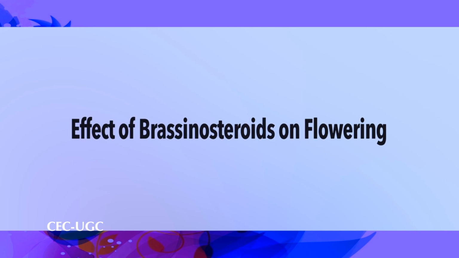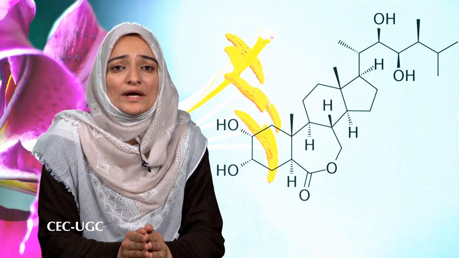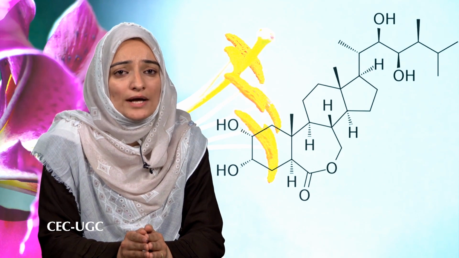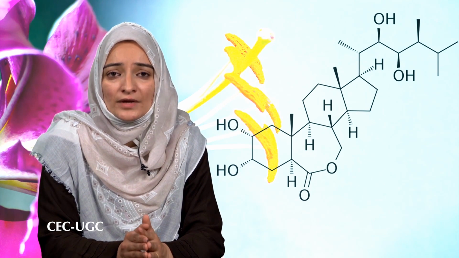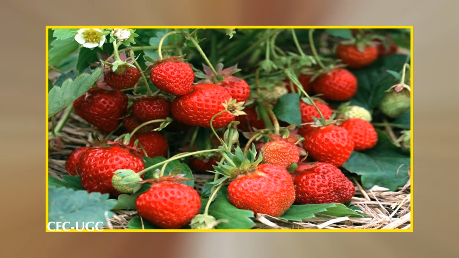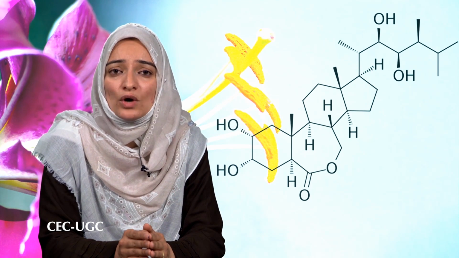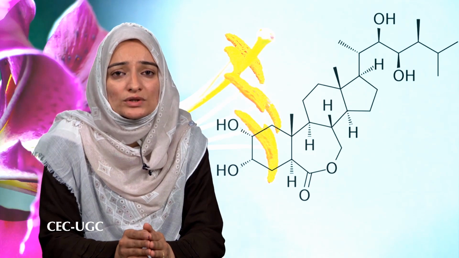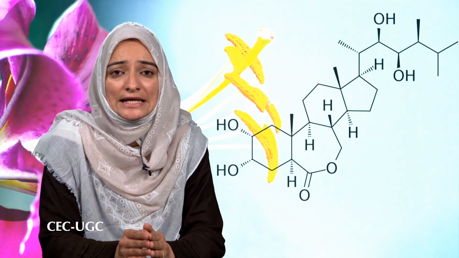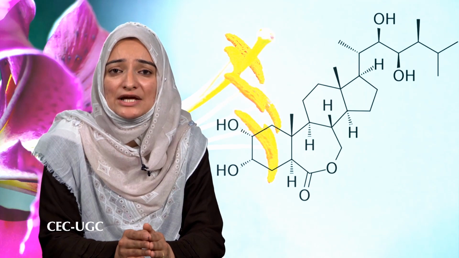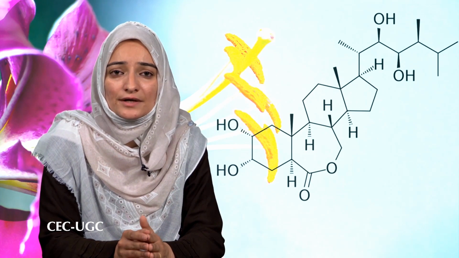Next is effect of brassinosteroids on flowering. There has been very limited use of steroids in regulating flowering. The number of flowers in strawberry increased by the application of brassinosteroids at the foliage. However, in case of grapes, the application of brassinosteroids in autumn improved the number of flowers but inhibited it if the time of application is delayed to late winter.